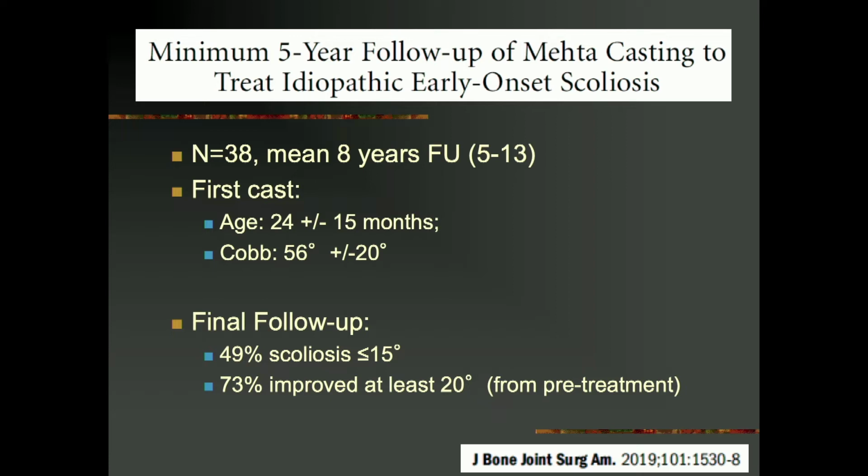73% of the kids, however, at final follow-up had at least a 20-degree improvement in their curve. So if you have a kid that starts out at 2 years of age with a 50-degree scoliosis, now they're 10 and you've gotten them down to a 30-degree curve, I think that's a huge win. That's a kid that you're continuing to brace and hopefully even avoid surgery altogether.